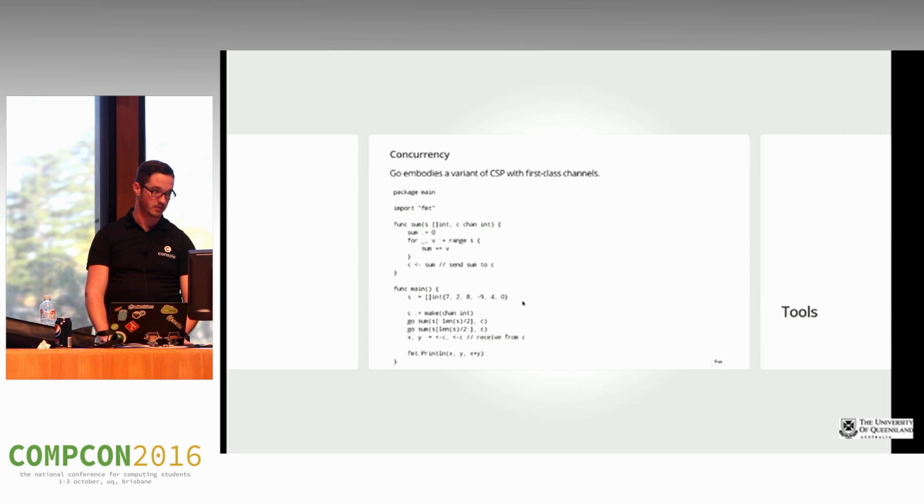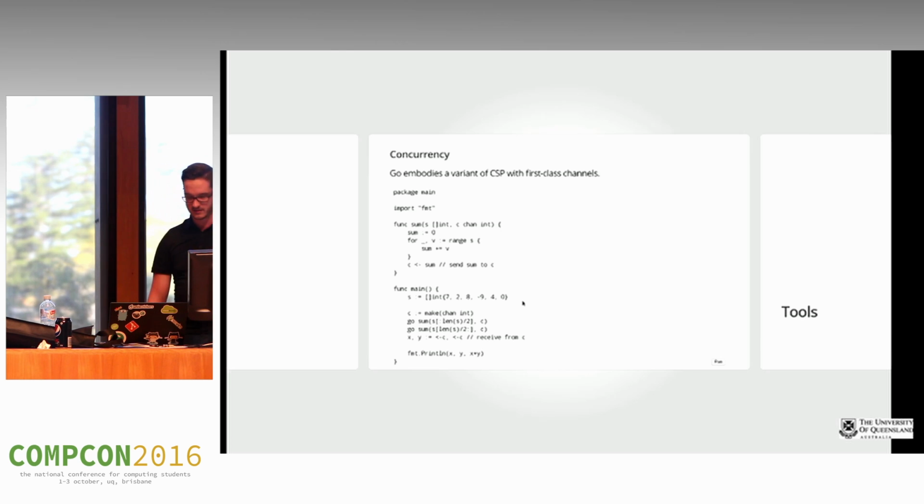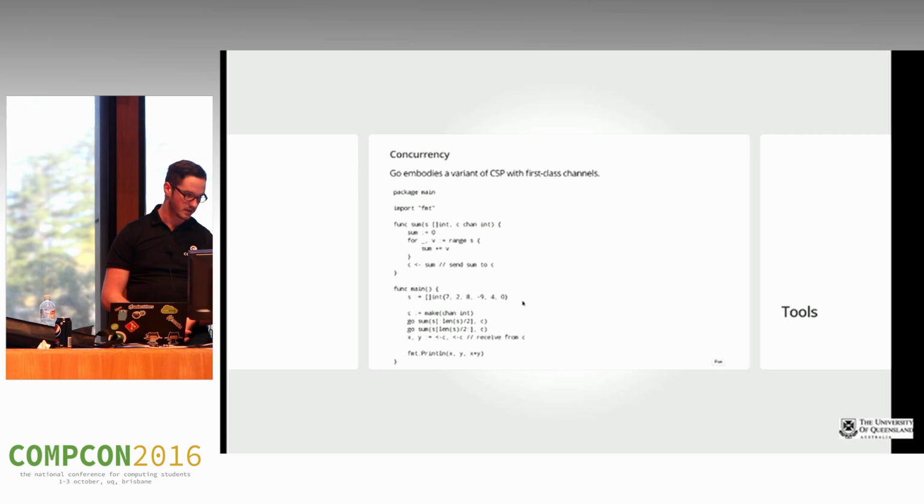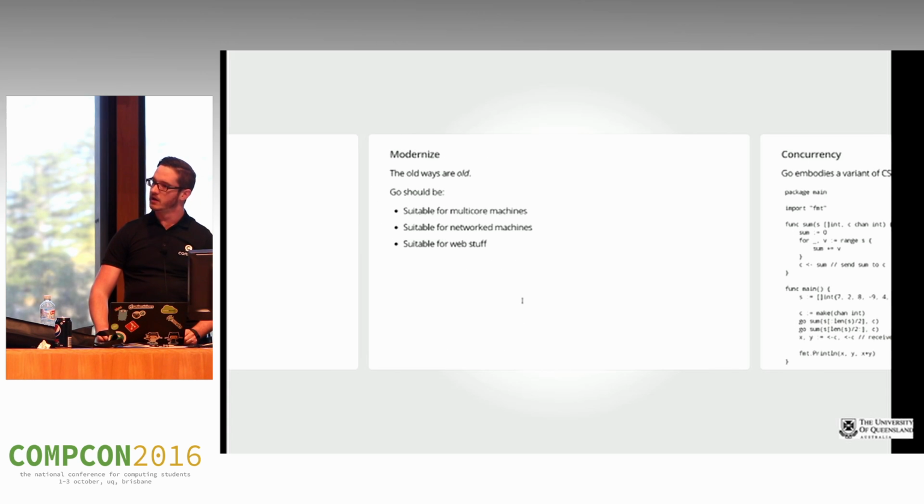Now, because I'm running out of time, I'll skip to the end, apart from this one slide. So this involves concurrency. If you haven't seen CSP-style concurrency in something like Erlang, this is Go's take on it. The biggest thing with Go and its concurrency model is that channels are first class. So concurrency is not some add-on to it. It's built in from the start.